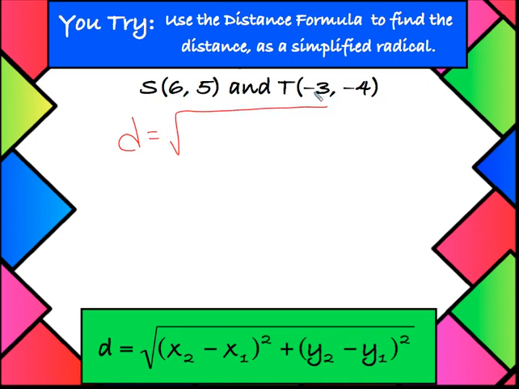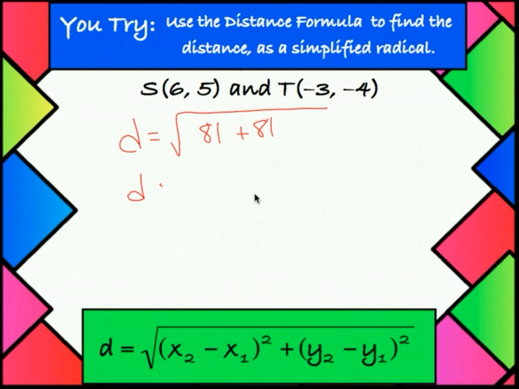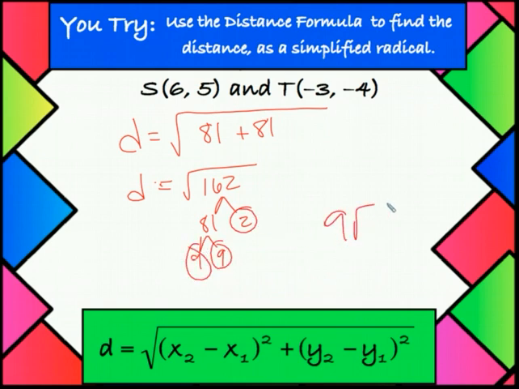Okay, so 6 and negative 3 are 9 apart. I square it, I get 81. 5 and 4 are 9 apart. Square it, I get 81. Okay, so then I get, sorry, that's a little messy. 81 and 81 is 162. I'd break it down to 81 and 2, and then 9 and 9. And you should have gotten 9 radical 2.